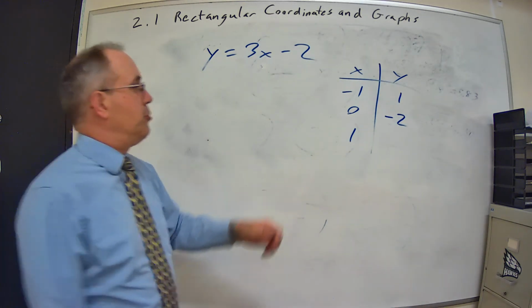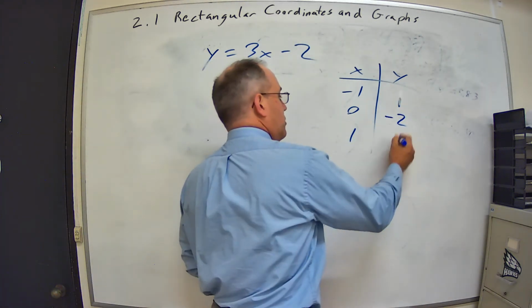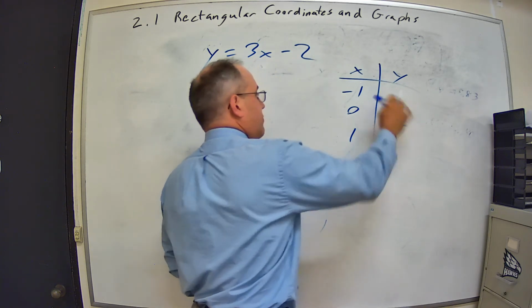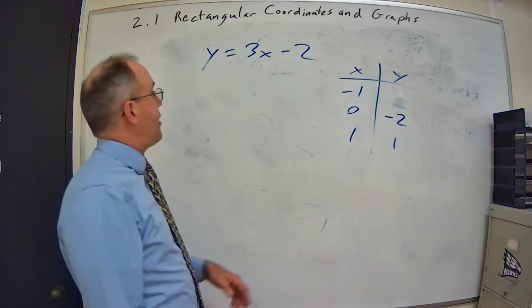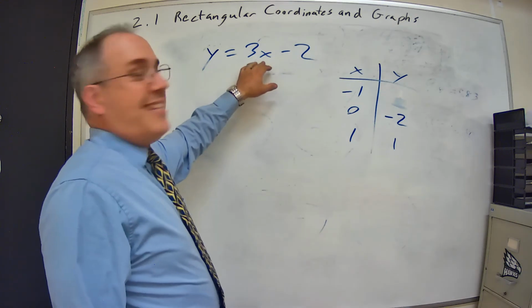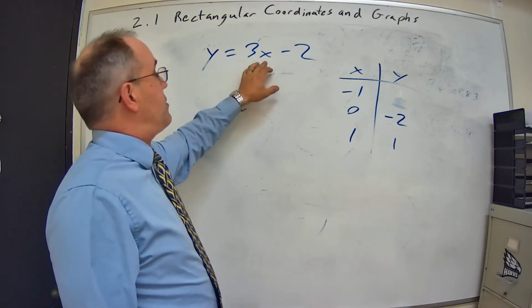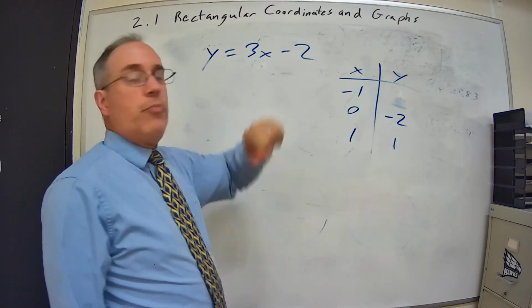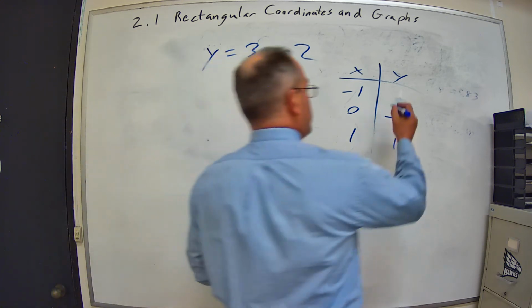And if I plug in, oops, put it in the wrong spot, 1. Never do videos late at night. And if I plug in -1, 3 times -1 is -3, -3 minus 2 is -5.